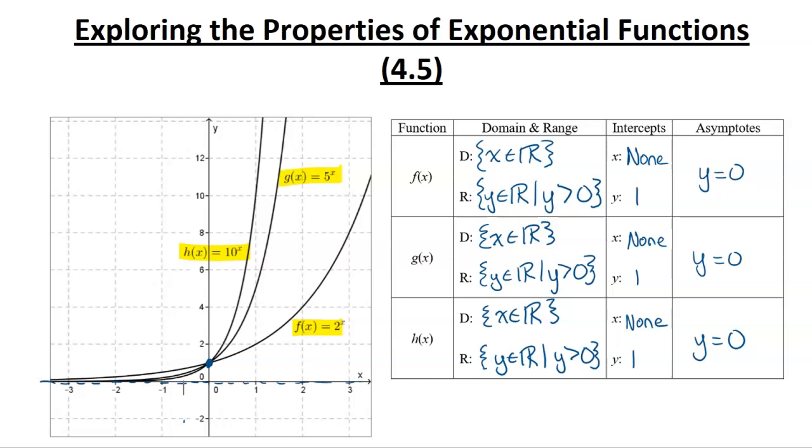This video is all about exploring the properties of exponential functions. Below the video, there's a link to the handout that you can print off and fill in as we go, just the same handout I'm working through here. We're going to look at the various properties including domain and range, intercepts, and asymptotes.